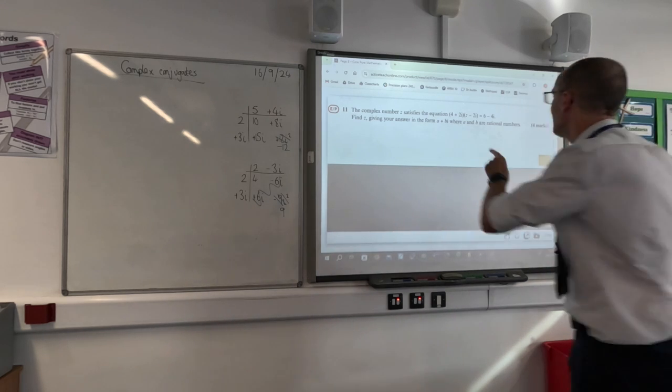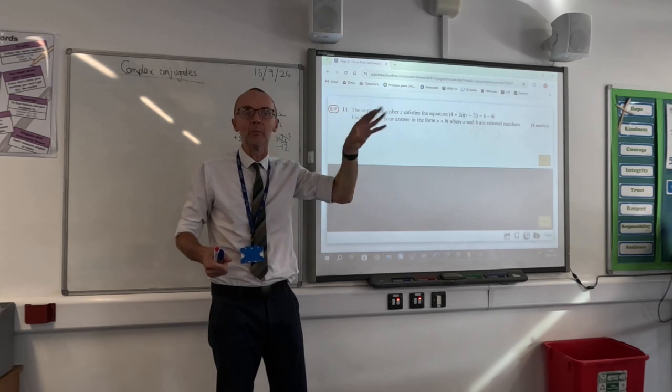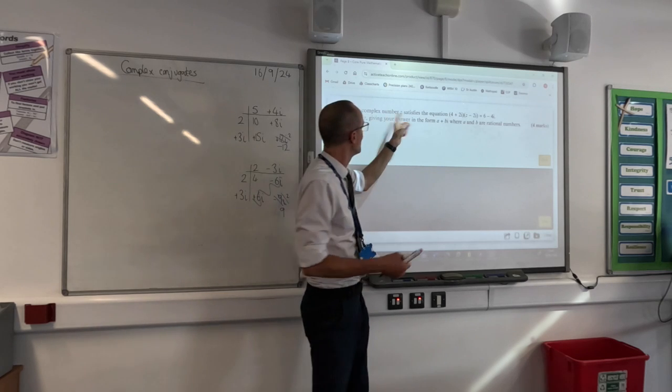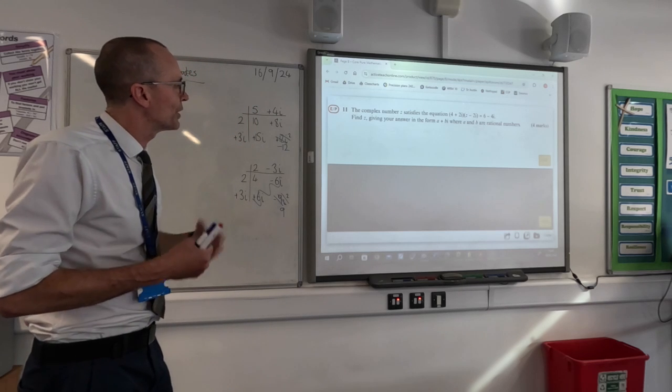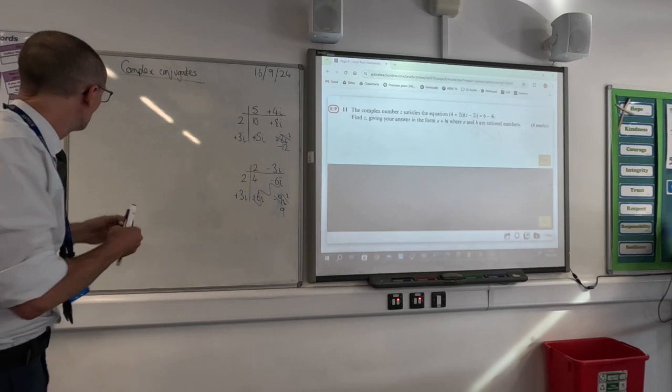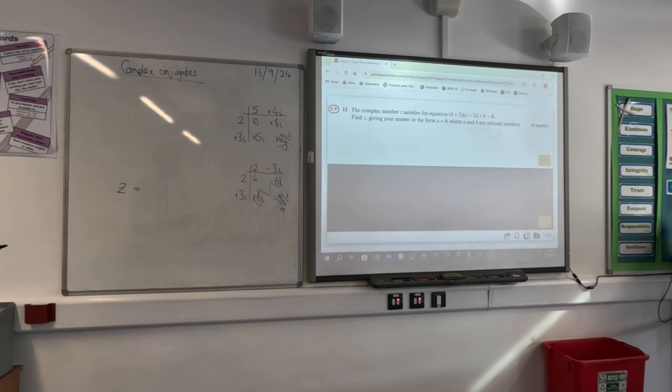So z is a complex number. So z is going to be an a plus bi number. It's not a constant, it's a complex number. And we want to know what z is. So what we basically want to do is end up with an expression that says z equals.